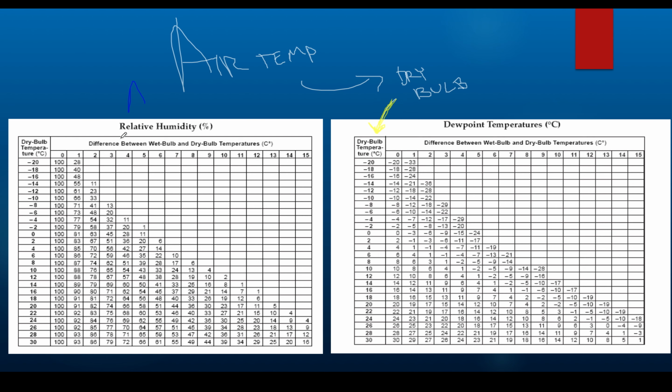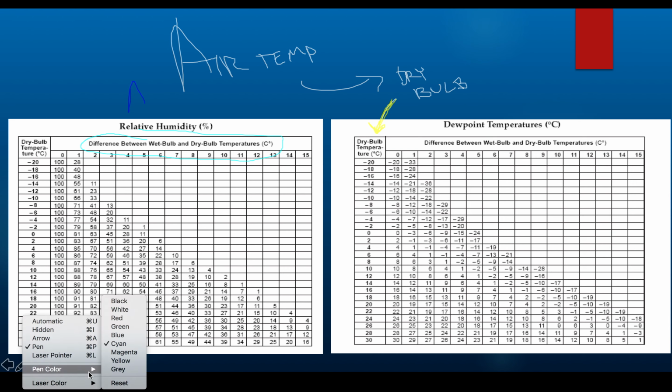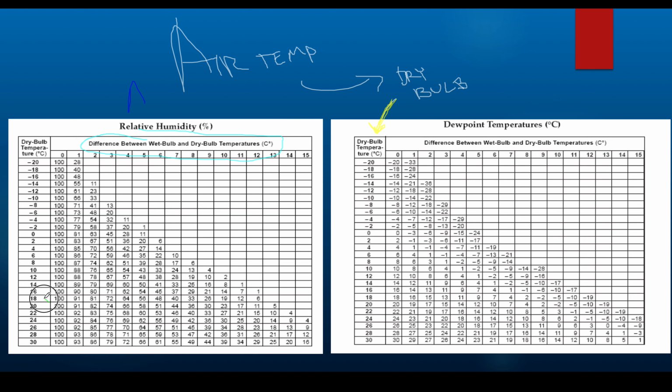Okay, that's the first thing we need. We also need the difference between the wet bulb and the dry bulb temperature. Now, if we do not have that information, let's imagine that we have the relative humidity percent. If we know the air temperature, let's say it is 20, and I know that the humidity is 74, I can follow it over and then up to get my difference. I now know that there's a difference of 3.